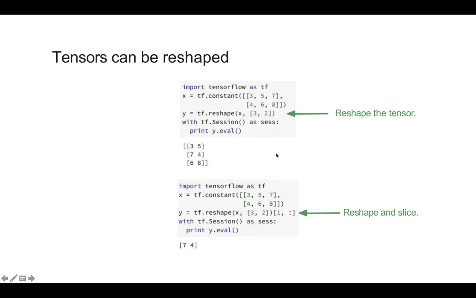And also, we can chain operations. So here we have reshaped it and also sliced it. After reshaping, we need the second row, all values is what we are saying. What's the second row? 7, 4. So it returns 7, 4 here.